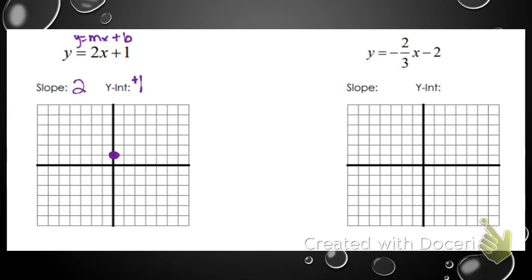So our y-intercept starts at positive 1, and then we're going to go up 2 over 1. Up 2 over 1. And I can also continue that the other way and go down 2 over 1. And then connect your points.